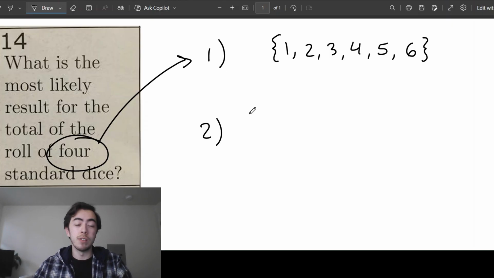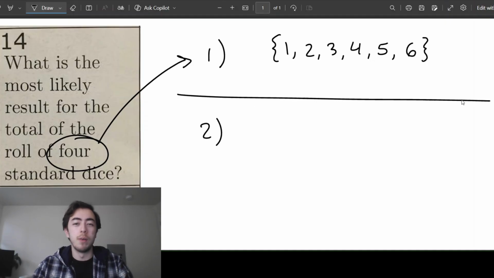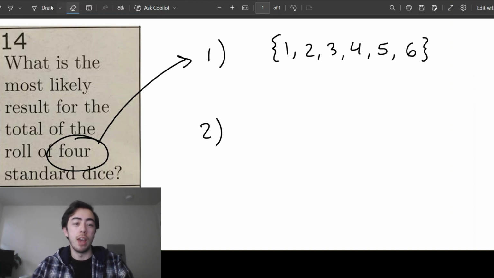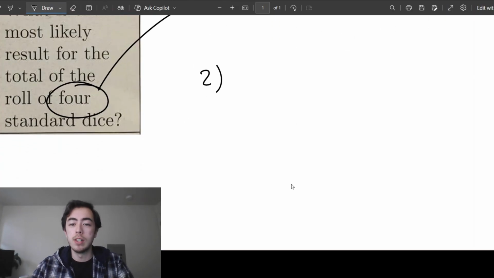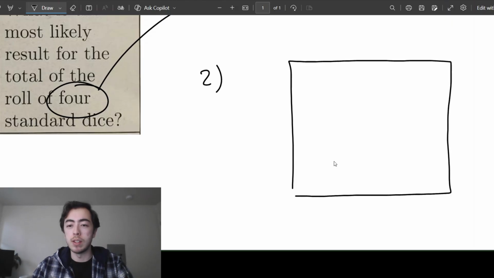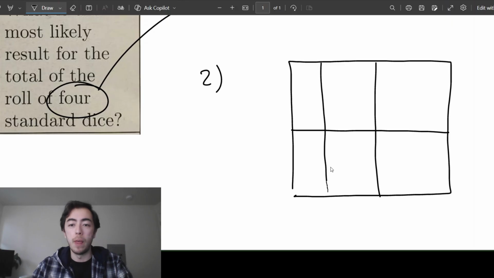And so for starters, one thing to question is whether there is a most likely result if we have more than 1 die? And in fact, there is. And so what we can do is test out the 2 dice scenario. And here I like to draw a 6x6 grid just so I can visualize the whole sample space of what could happen when you roll 2 dice.